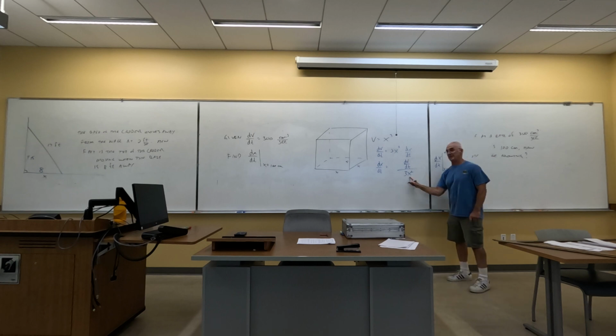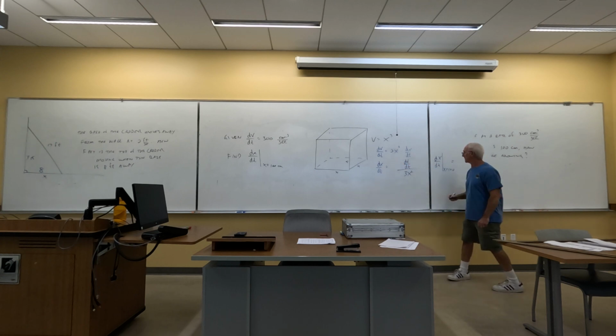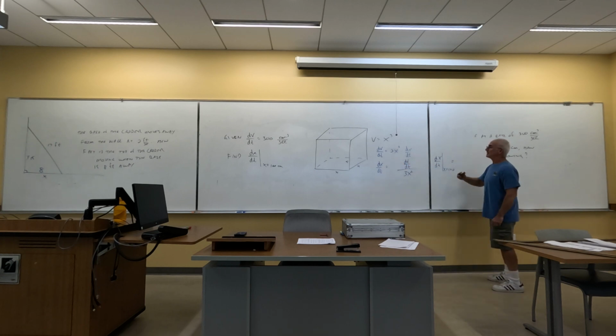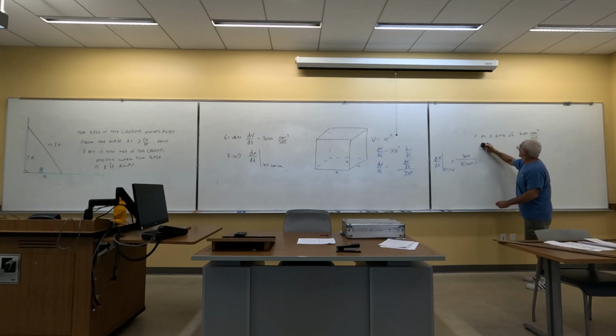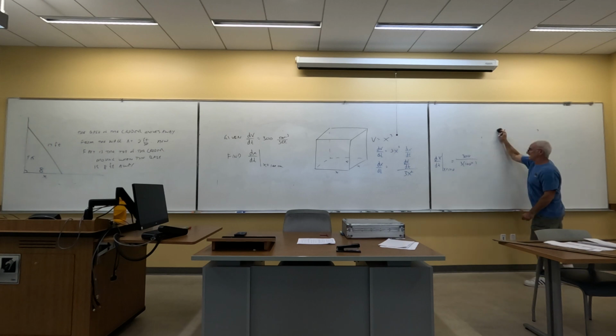Now that means I can replace x with 100. You can't replace x with 100 for all cubes, only this part. So what was our numerator? 300. Our denominator is 3 times 100 squared. What's this? And therefore, what is our answer? Use your calculator if you have to.